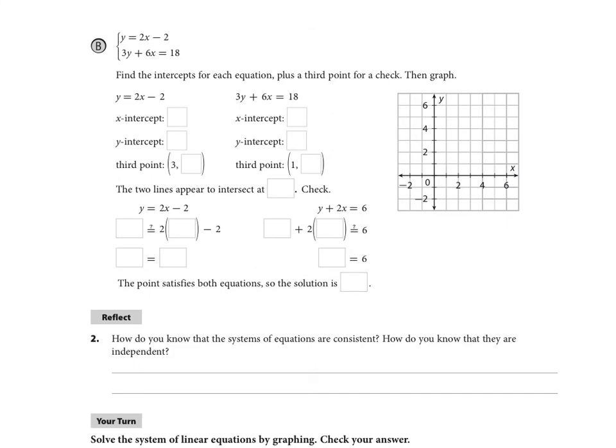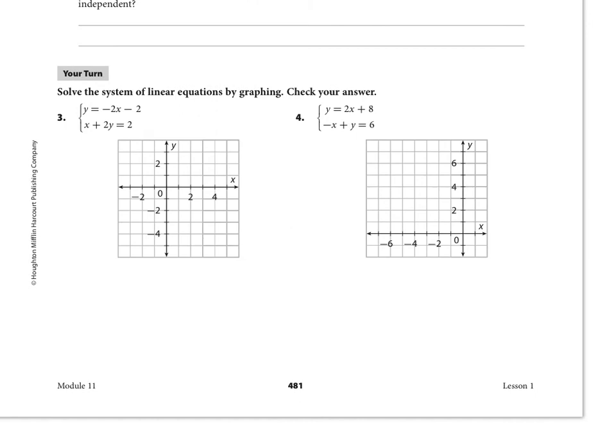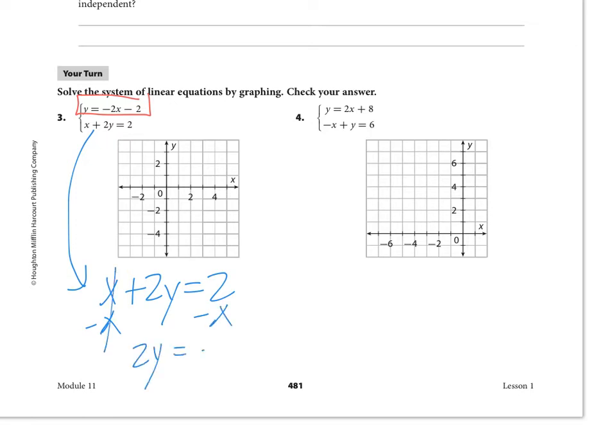So how do you do this if you're going to use a calculator? All right, so I'm going to take the your turn problem here. First thing I want to do is make sure they're in slope-intercept form. So this one is not, so I'm going to change it. So I subtract x. So I get 2y is negative x plus 2. Divide everything by 2. Remember there's a 1 right here. So that now becomes y equals negative 1/2 x plus 1.